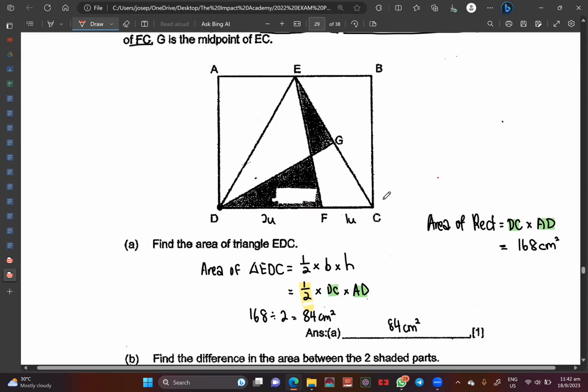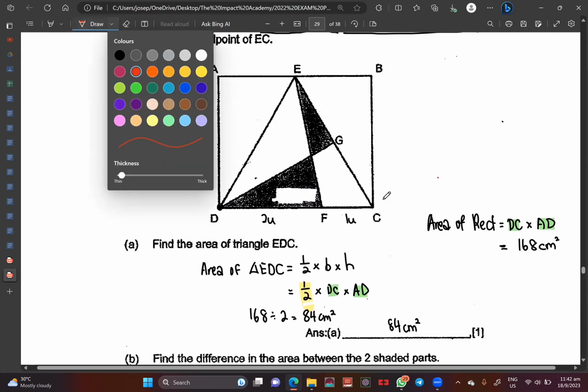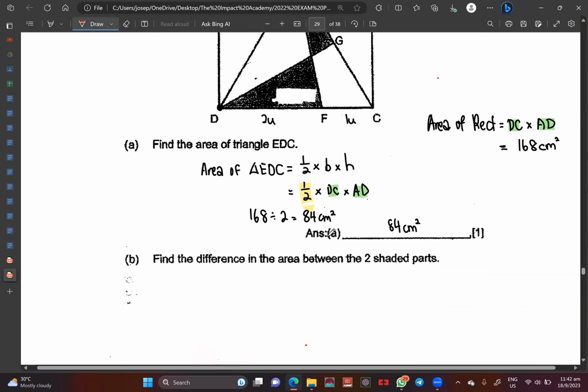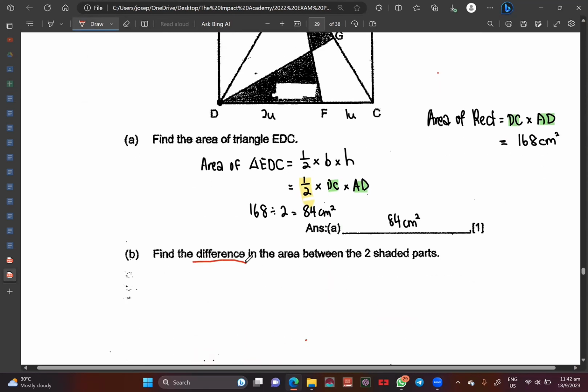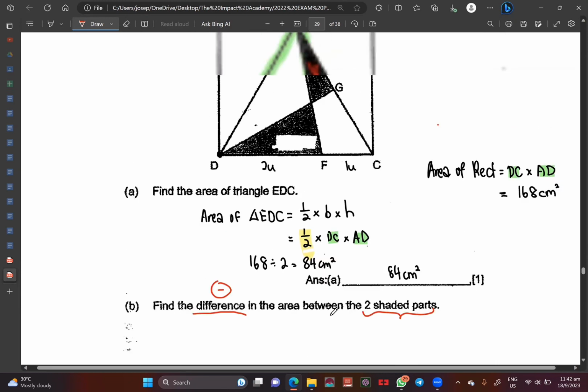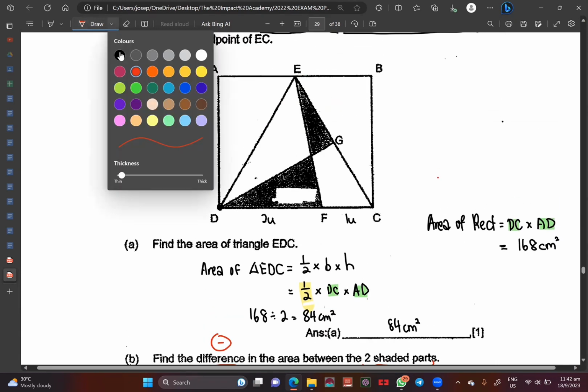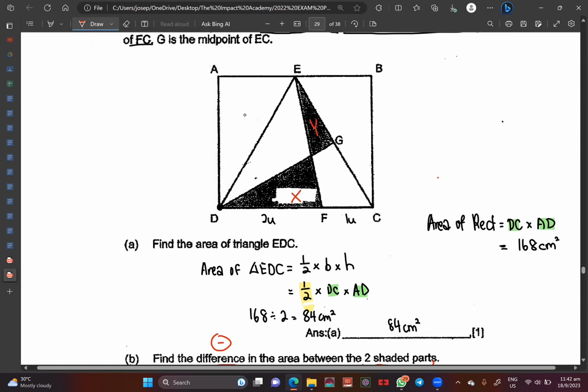Now, let's move on to B, which is the trickiest part. So first thing first, we want to read the question. The question says find the difference. Now, the difference means to minus, okay, in the area between the two shaded parts. Now, when I look at the two shaded parts, there are no labels to it. So what I want to do is quickly label it as X, and I want to label this as Y. Okay, now I also want to label these ones over here.